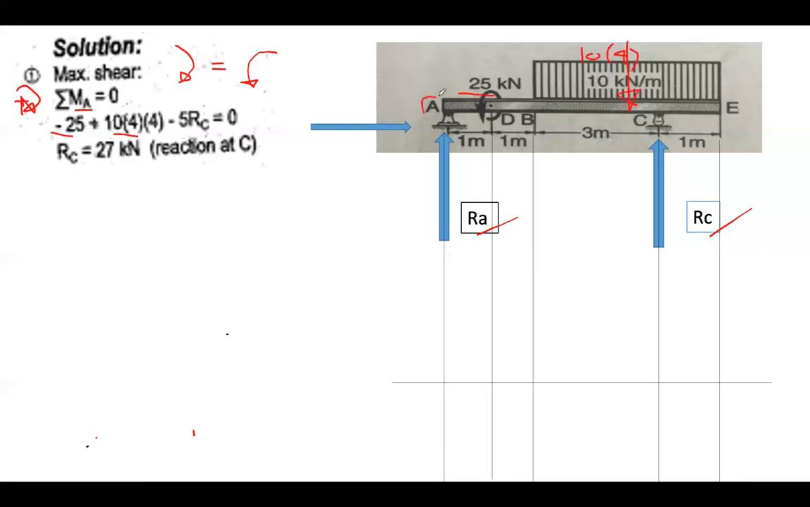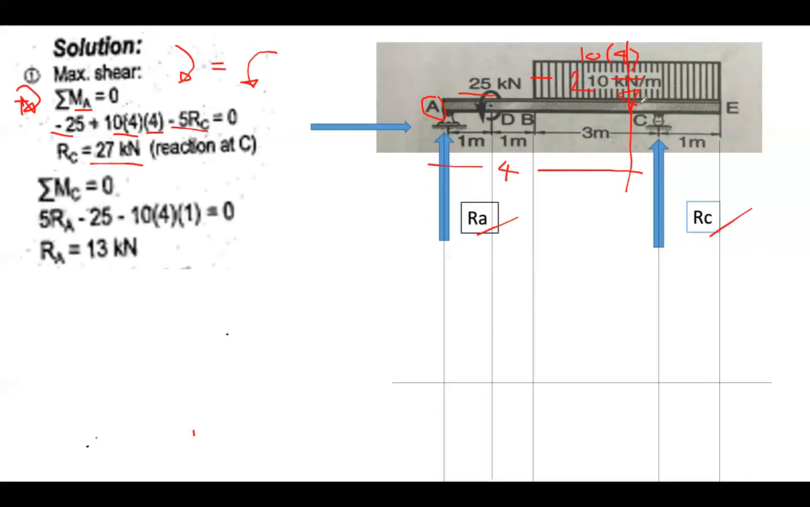We take moment here at A, so the distance from here is 4, this is 2, plus 2, you have 4. Then you have here RC in counterclockwise direction, that's why you have negative 5 RC. In other words, we can compute RC is equal to 27 kilonewton.